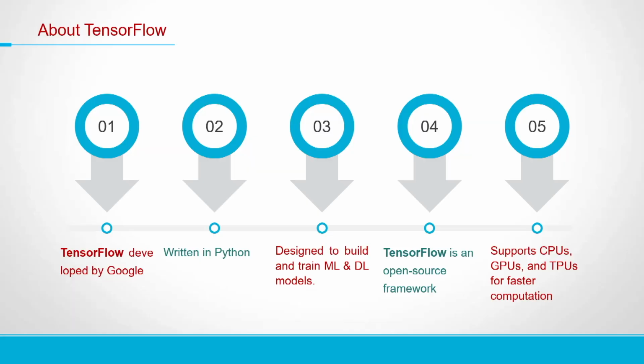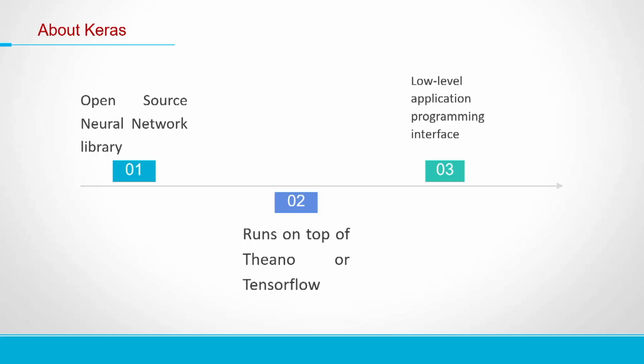To start with TensorFlow, in the previous session I gave you an introduction to what TensorFlow is. To recap, TensorFlow is developed by Google and it is written in Python. It is designed to build and train machine learning and deep learning models, and it is an open source framework which supports CPU, GPU and TPUs for faster computation. Keras is also an open source neural network library. It runs on top of Theano or TensorFlow, and it is a high level application programming interface.